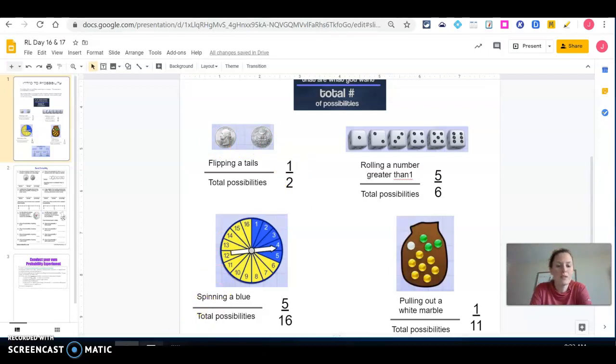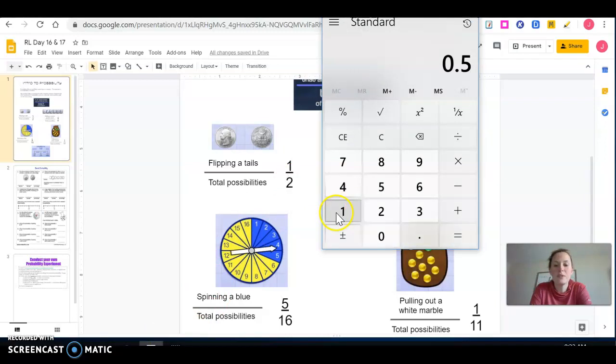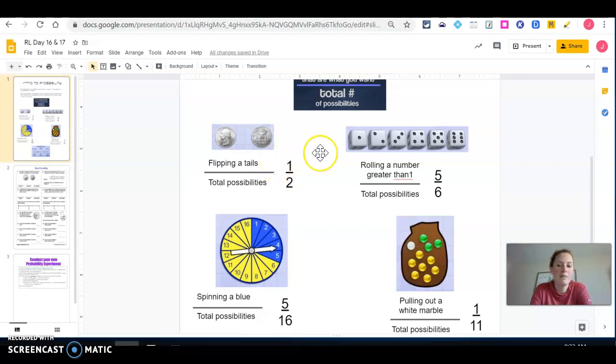Okay, so let me show you something really quickly. 1 out of 2 is a fraction. I can divide my fraction to turn it into a decimal. Okay, then to turn it into a percent, I could multiply it by 100. There's a 50% chance that I'm going to land on a tails. Okay. When we look at our dice, our desired outcome this time is rolling a number that is greater than 1.